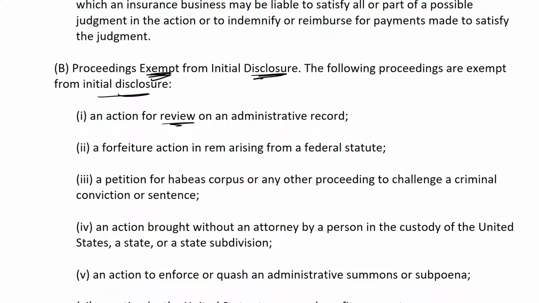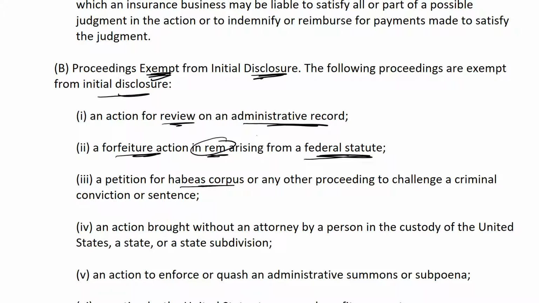An action for review on administrative records. Say something's gone, for example, from the federal agency up to a district court, right? Or it's on a petition of review from an agency. All right, so there's no disclosure requirement. A forfeiture action in rem, that property, of course, arising from a federal statute. Okay, that's probably going to be the United States trying to grab your property for some violation of the law, right? For example, maybe a house was used as a drug house, right?